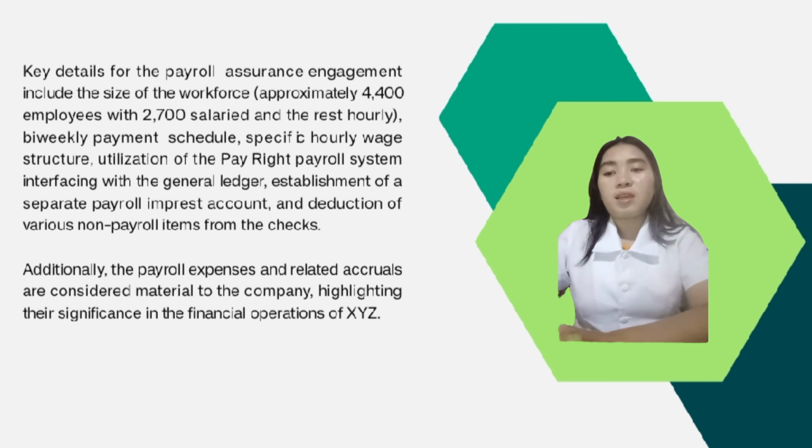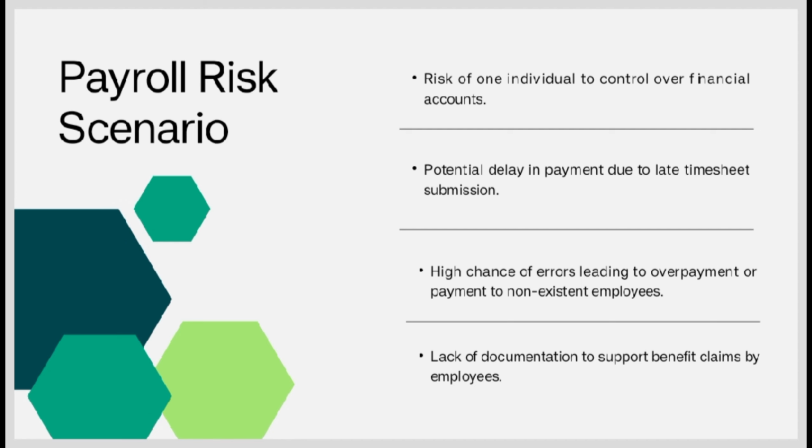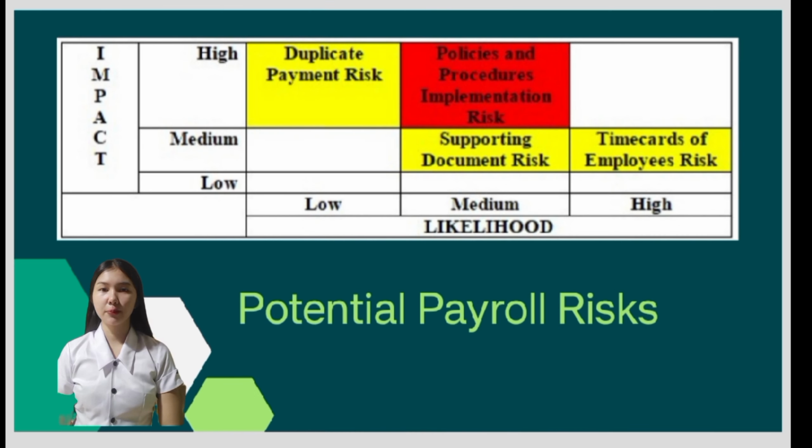of XYZ. So, the payroll department objectives are the following: implement finance office strategies effectively, ensure accurate and timely payment of employee salaries, transmit data efficiently to IT to prevent worker update delays, and periodically reconcile benefit member list with employee or retired records. So now, let's proceed to the potential payroll risk.